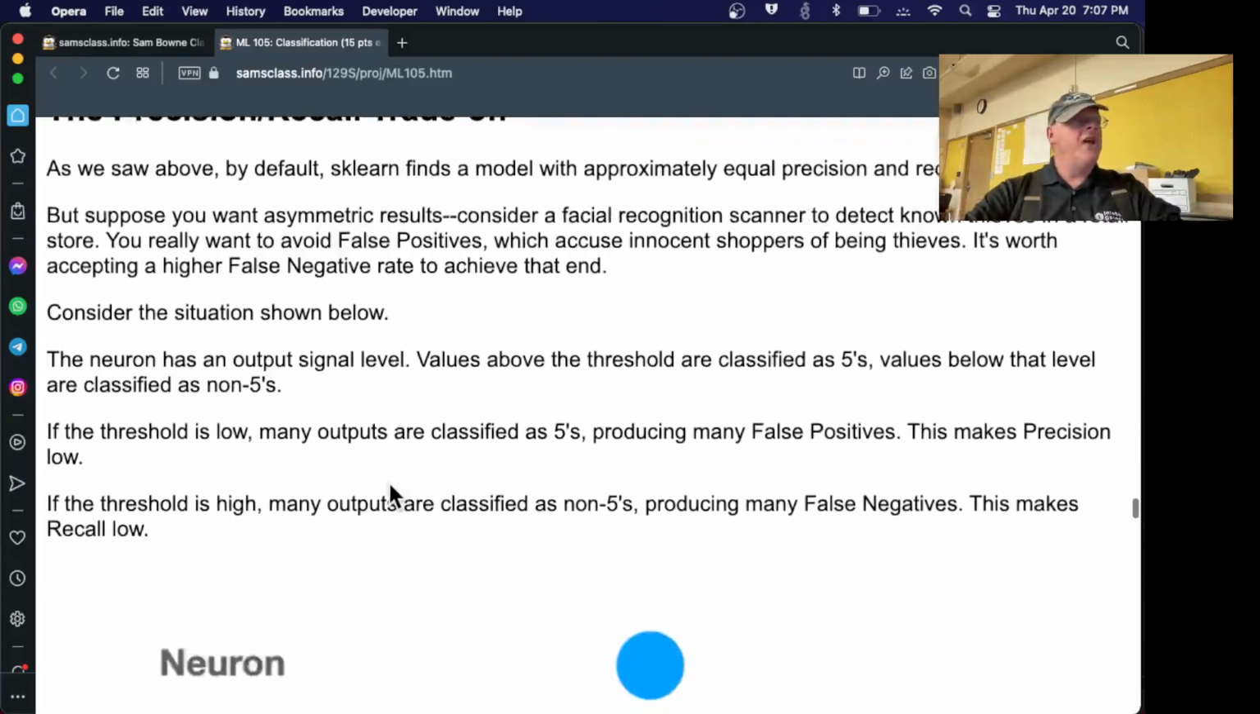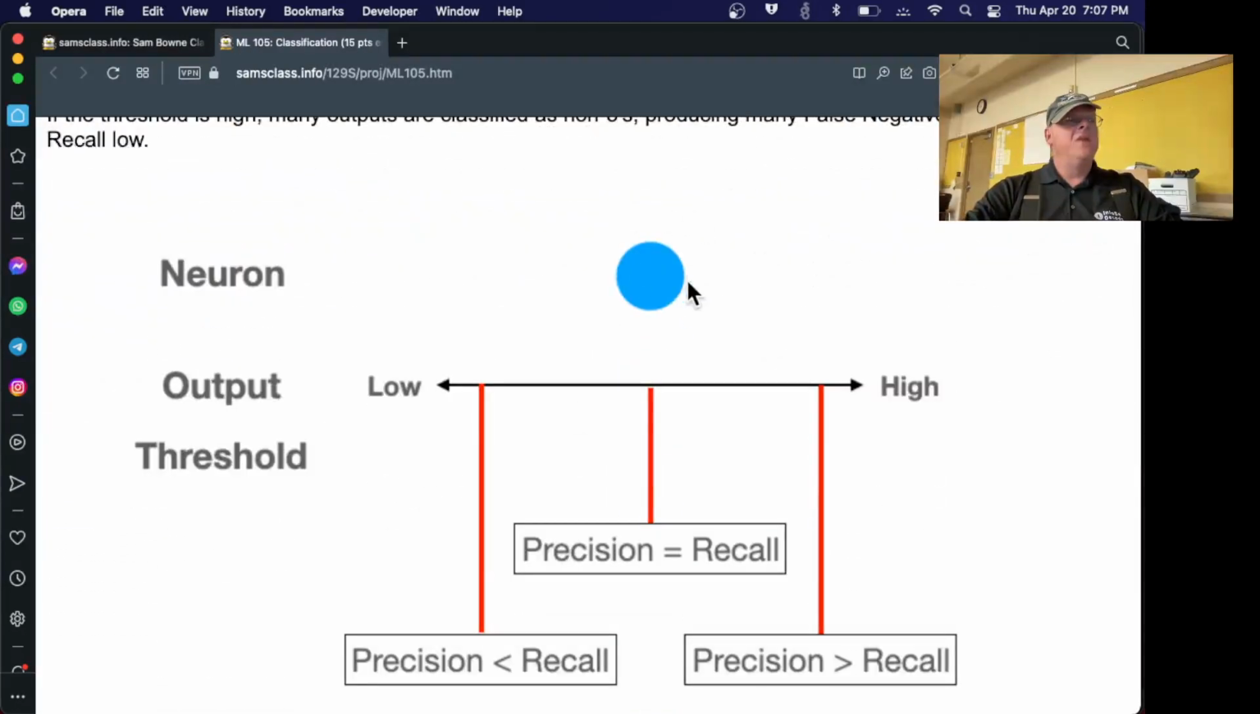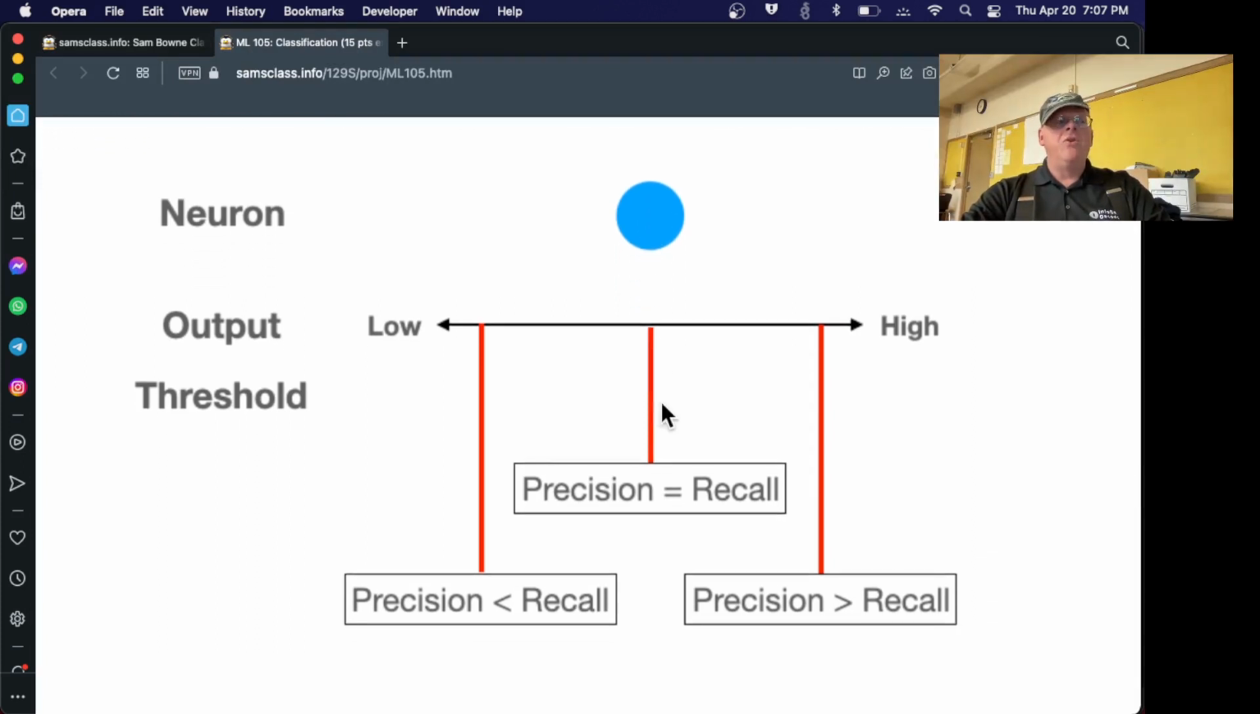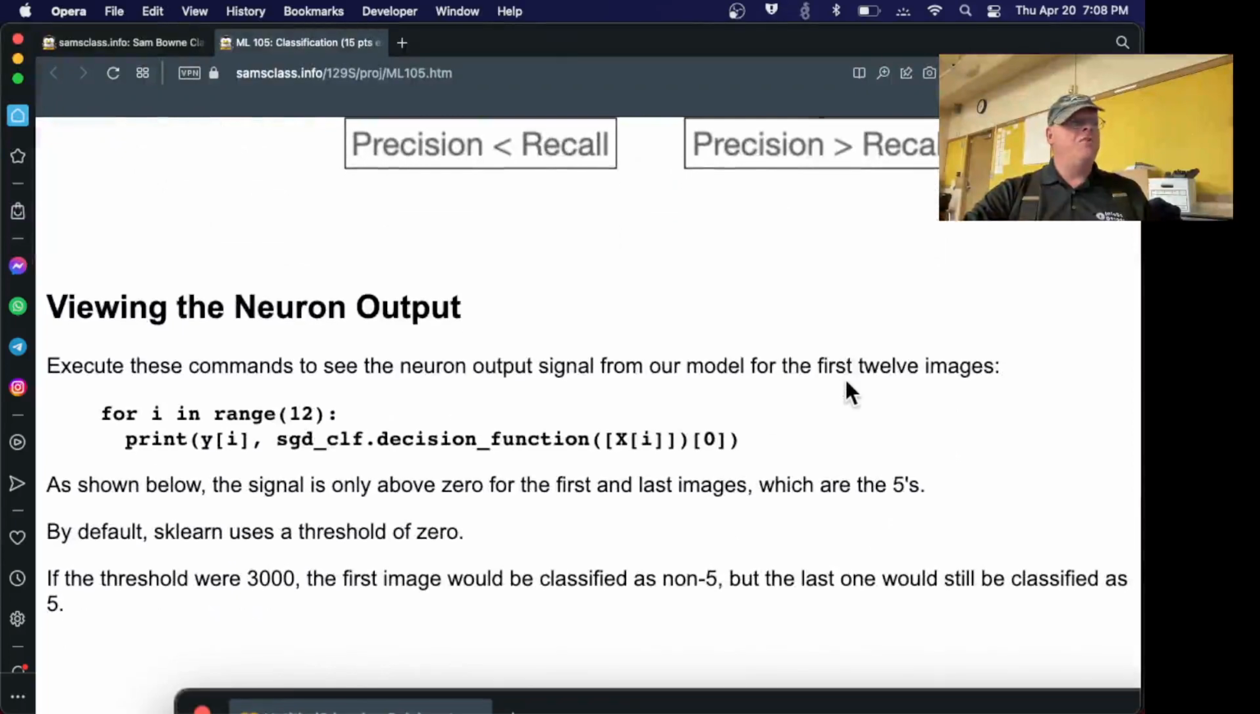The way you do that is you look at the neuron level. You have an output neuron that's got a level, and by default, it will go in the middle where the precision equals the recall. But if you adjust the threshold to a higher level, then the precision will be better than the recall. If you make it a lower level, then you'll get more false positives and the precision will be less than the recall. So you can adjust the threshold and have different models with whatever properties you want.